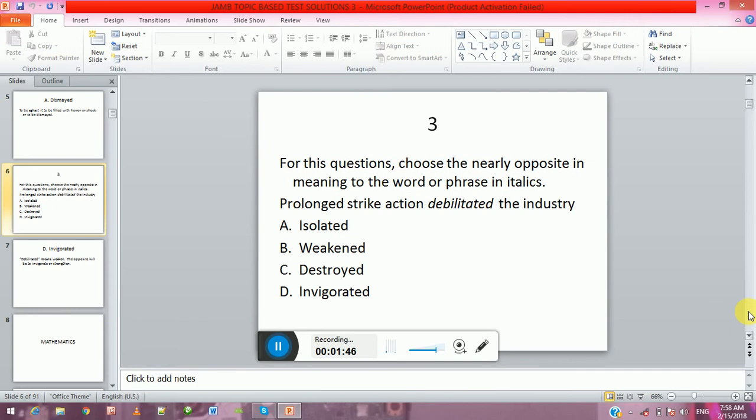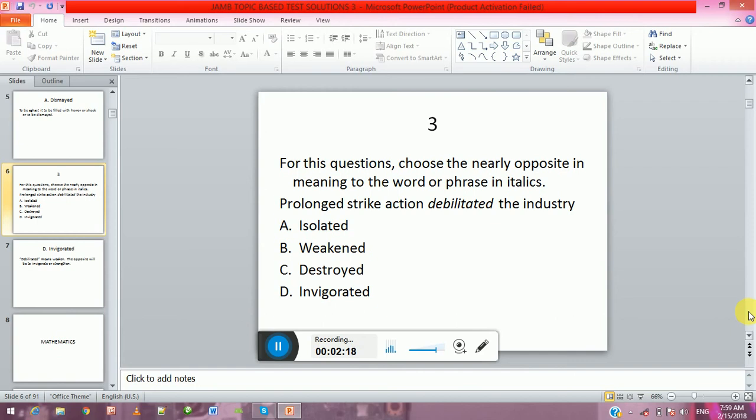For the next question, choose the word nearly opposite in meaning to the word or phrase in italics. Prolonged strike action debilitated the industry. Which of these words is opposite in meaning to debilitated? A. Isolated. B. Weakened. C. Destroyed. D. Invigorated. Debilitated simply means for something to be either weakened or destroyed.